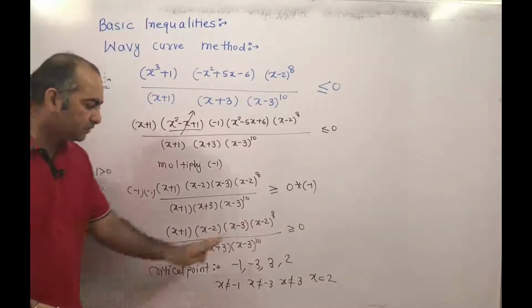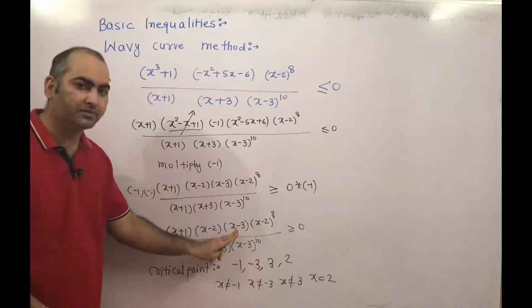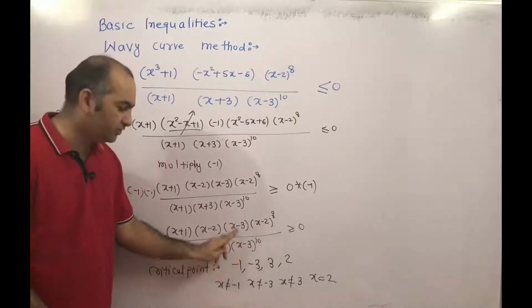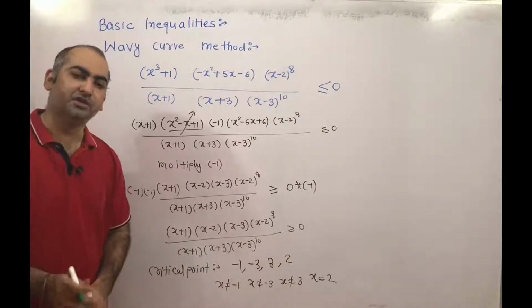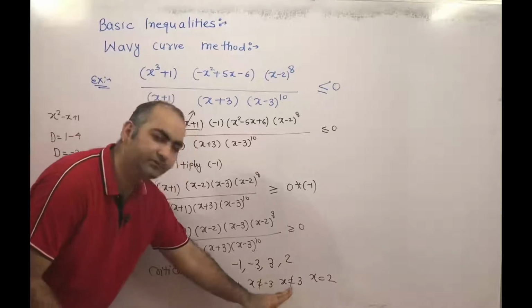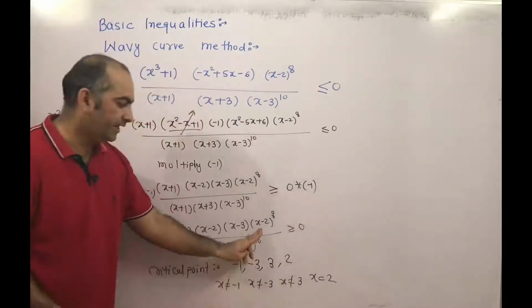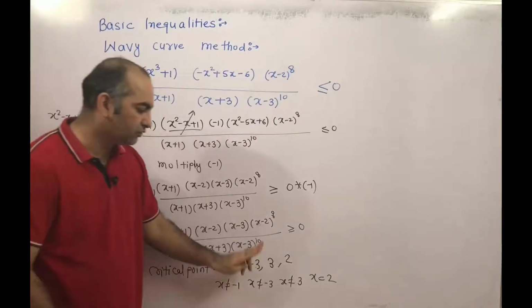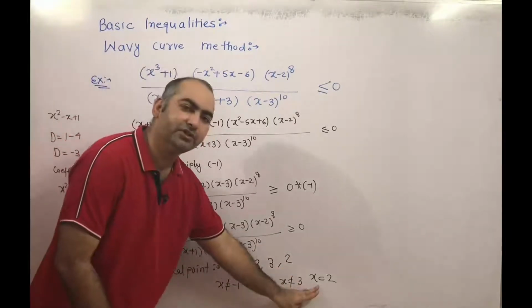Then at x equal to 3, the numerator becomes 0, but at the same point the denominator is also becoming 0. That means 0 by 0, which is undefined. So x should not be 3, and this is not included. Then here, x minus 2 to the power 8: the numerator becomes 0, but x equal to 2 is already written, so this critical point is already written.